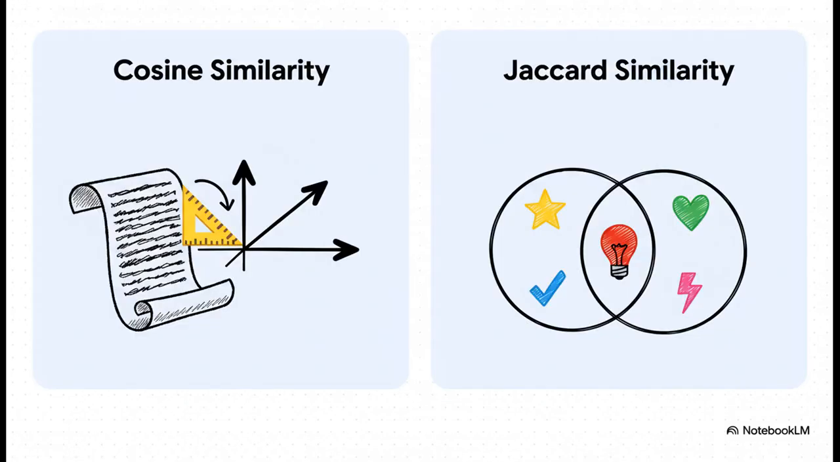And here is the big exam takeaway. When do you use which one? It's all about picking the right tool for the job. If you're comparing long documents and the frequency of the words matters, like with those TF-IDF vectors we talked about, you're going to use cosine similarity. But if you're comparing something short, like tags on a video, and you just care if a word is there or not, then Jaccard similarity is your best bet.